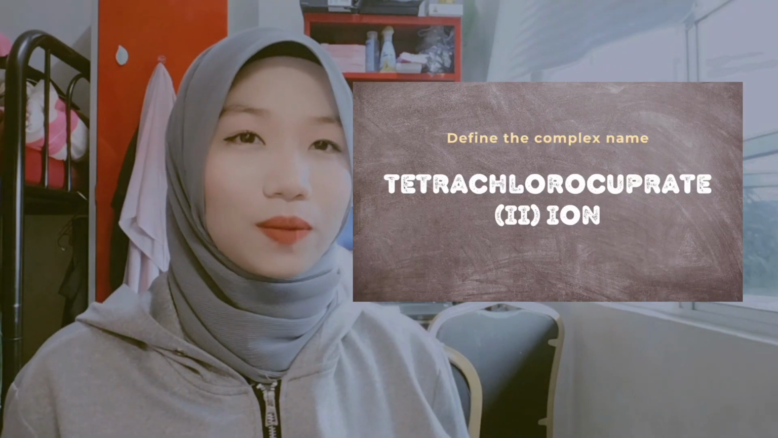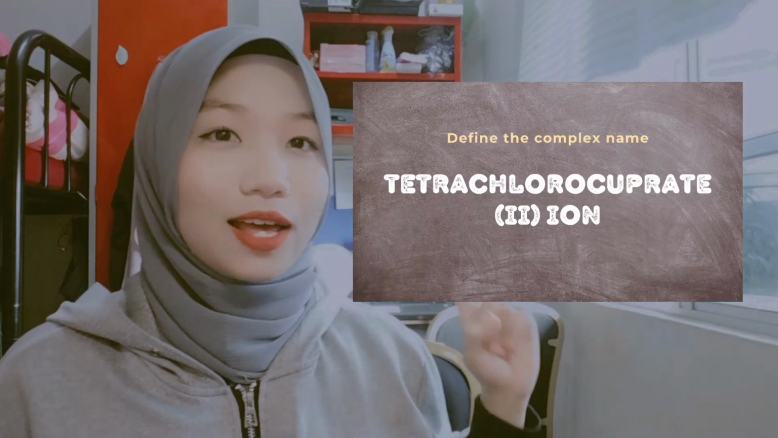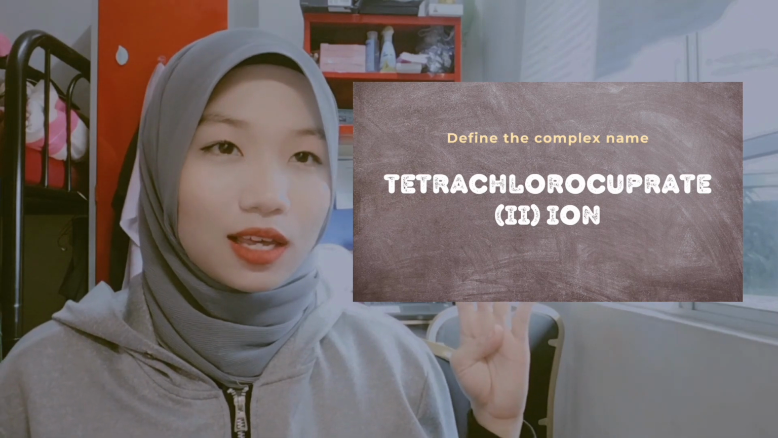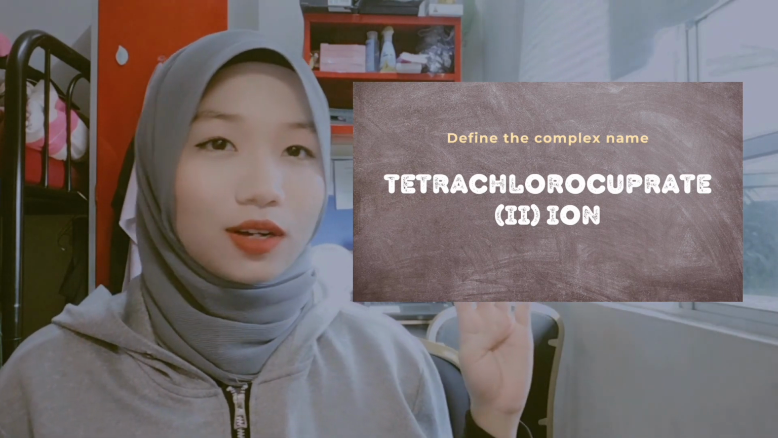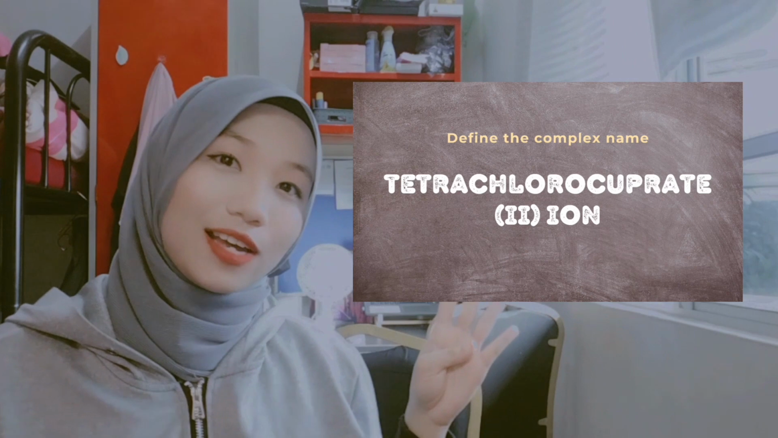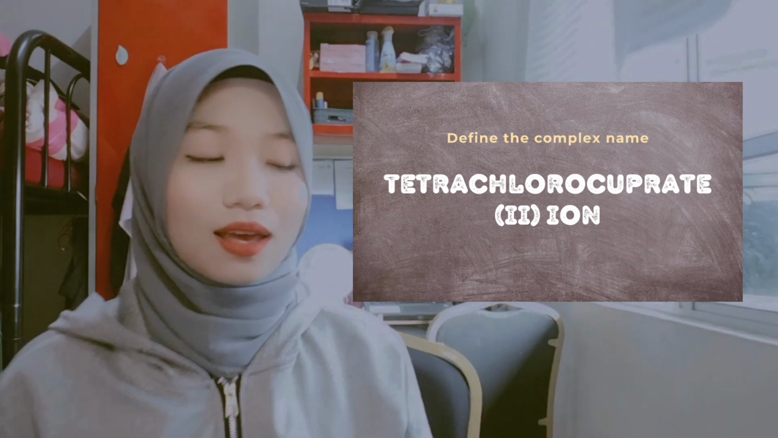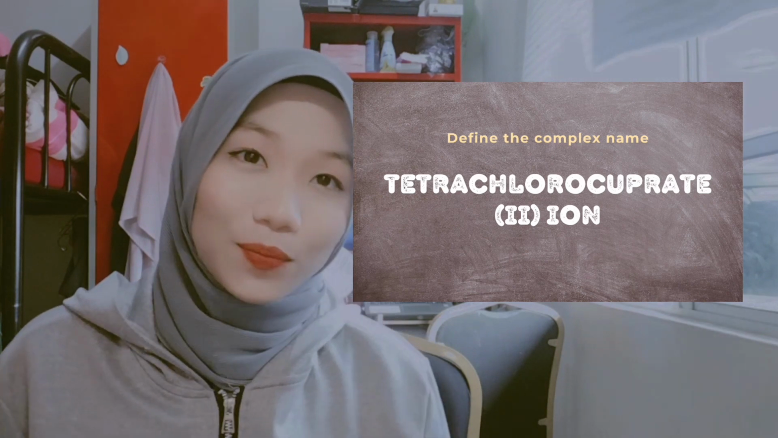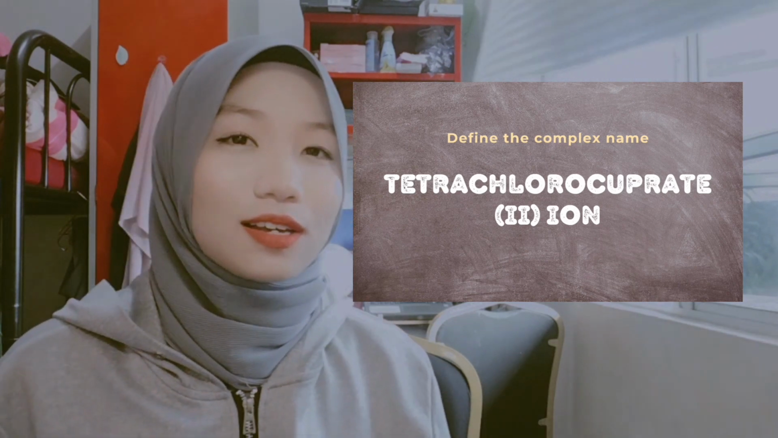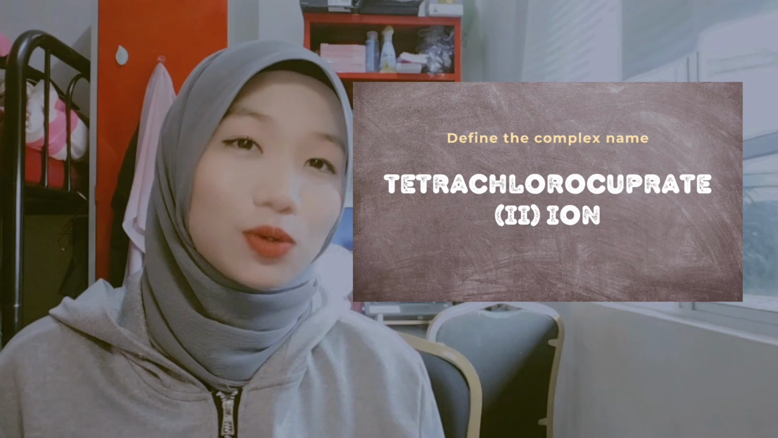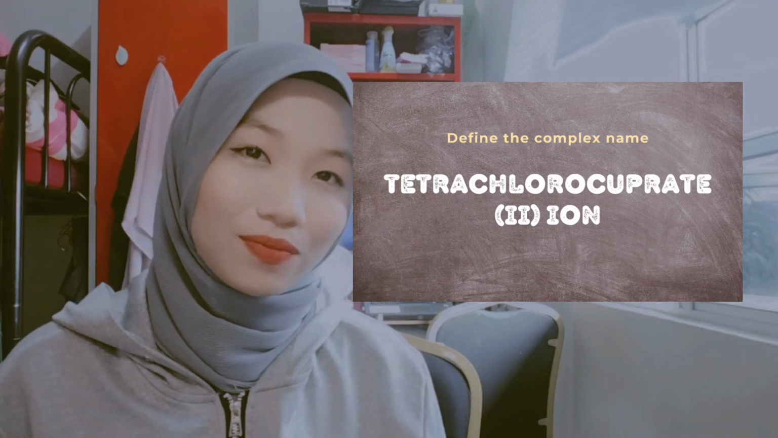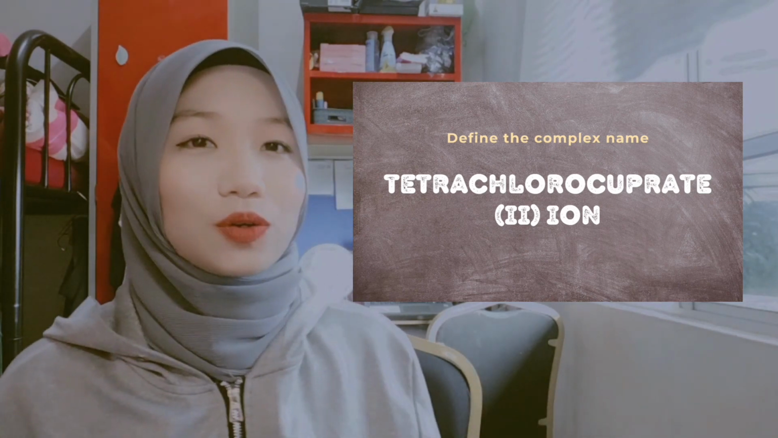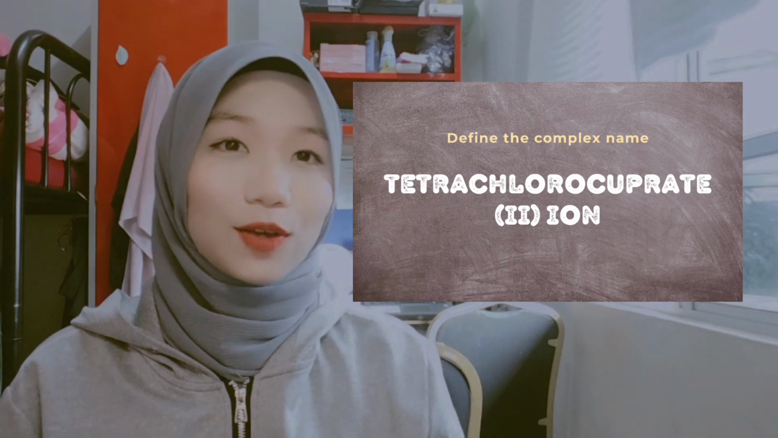Then how do I define my complex name? I have 4 chlorine, which in a coordination compound is called chloro, so 4 will be called tetrachloro. And copper is the cation name. Since I have a complex ion, I will change it into cuprate. So I will have tetrachlorocuprate(II) negative ion.